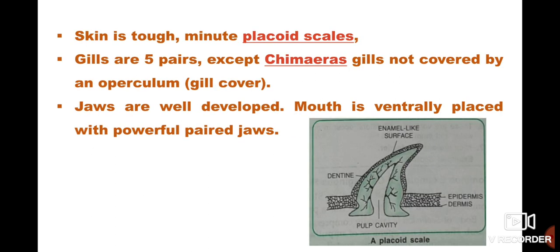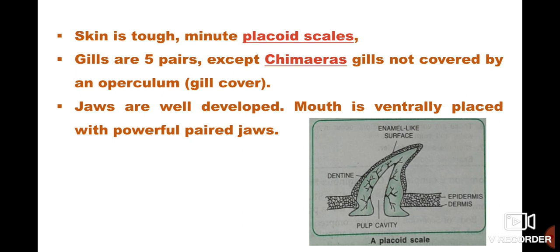What about their skin? Well, their skin is tough and contains minute placoid scales. You can see here in the diagram that placoid scales are present in them. These placoid scales have a dermal origin. Gills are present in them. Five pairs of gills are present in cartilaginous fishes. Except in chimeras, the gills are not covered by any operculum. That means only in chimeras a gill cover or operculum is present, and in the rest of the fishes gill covers are not present.